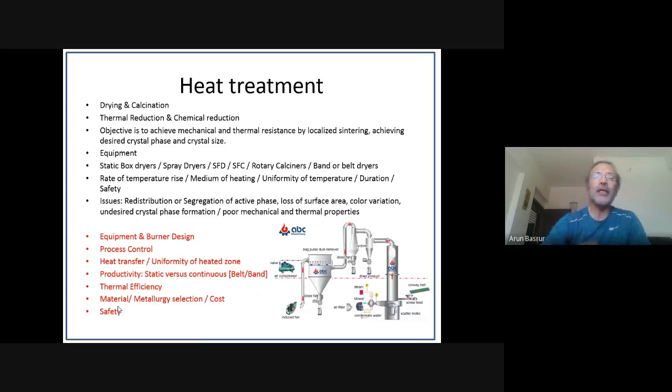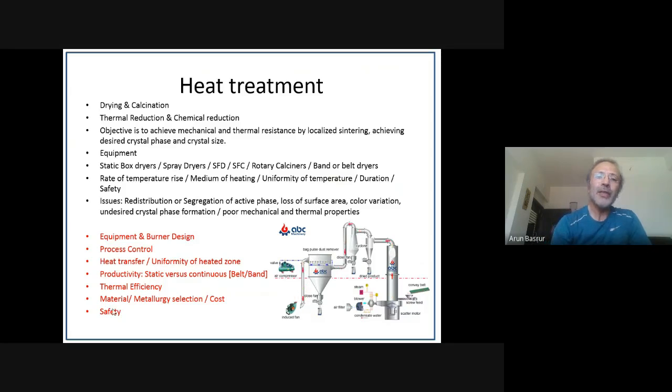Next, we move on to heat treatment. So we first made a pliable putty and gave it shape. Now, once we have given it shape, it is still a soft material which can deform. So it has to be subjected to some kind of baking or heat treatment so that it becomes strong enough to give it mechanical strength. This step is known as drying and calcination.